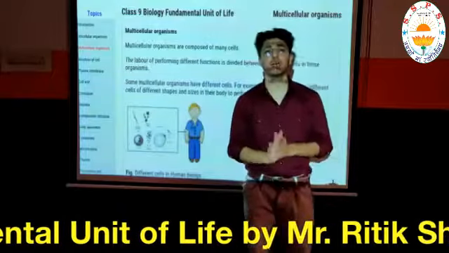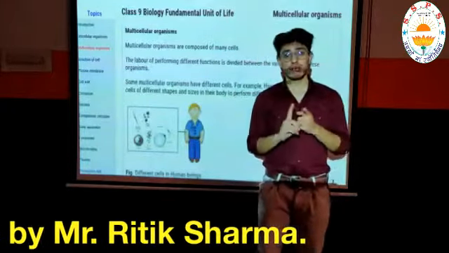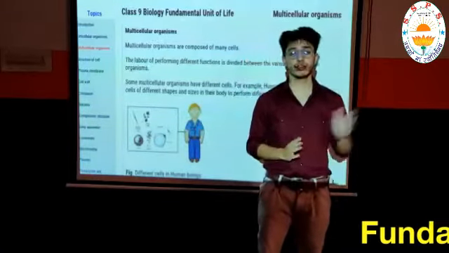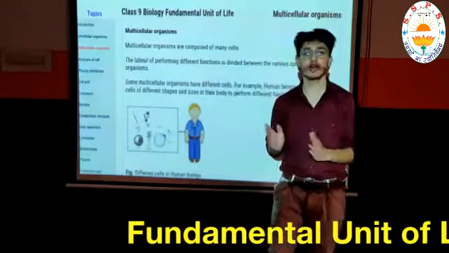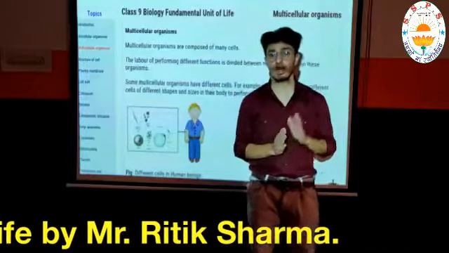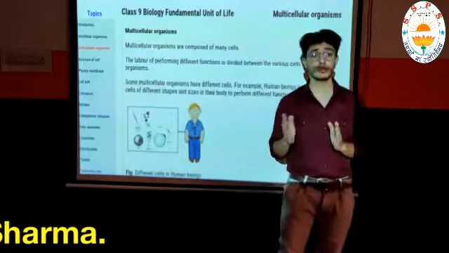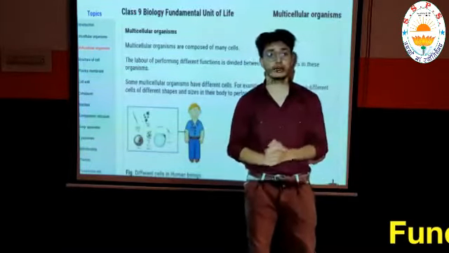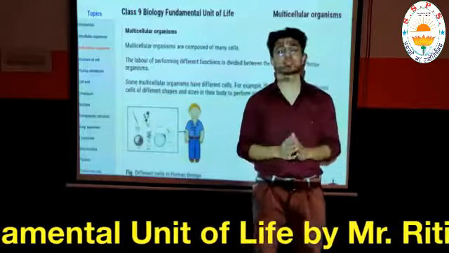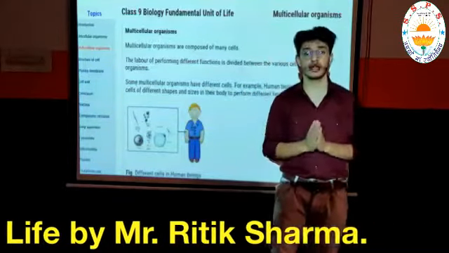So guys, what have we learned today? A cell is the basic structural and functional unit of life. Who discovered the cell and when? Robert Hooke in 1665. Then we learned about unicellular and multicellular organisms. Unicellular organisms are those which have only a single cell in their body, and multicellular organisms are those which have a number of cells, millions, billions, trillions or even more in their body.